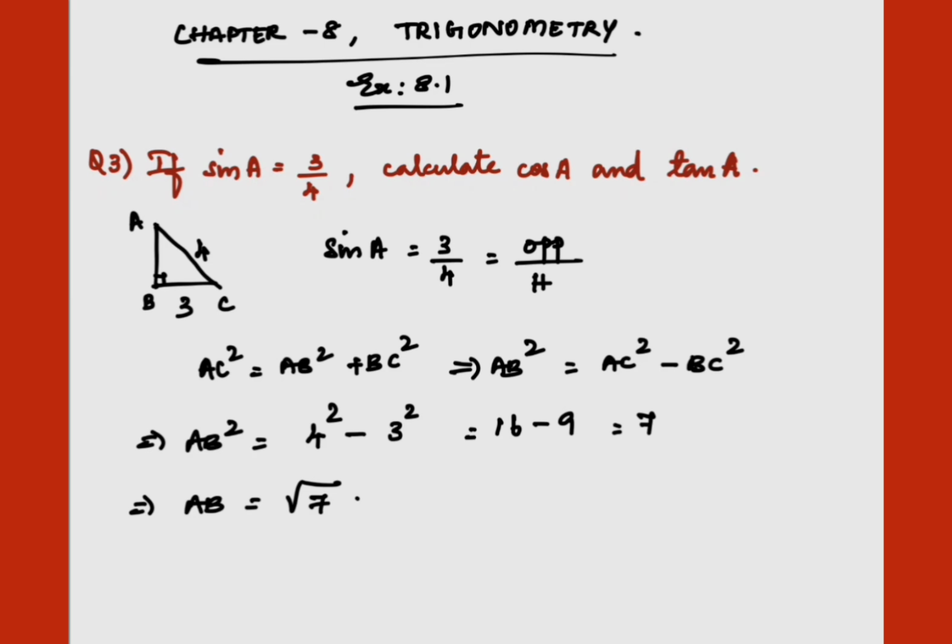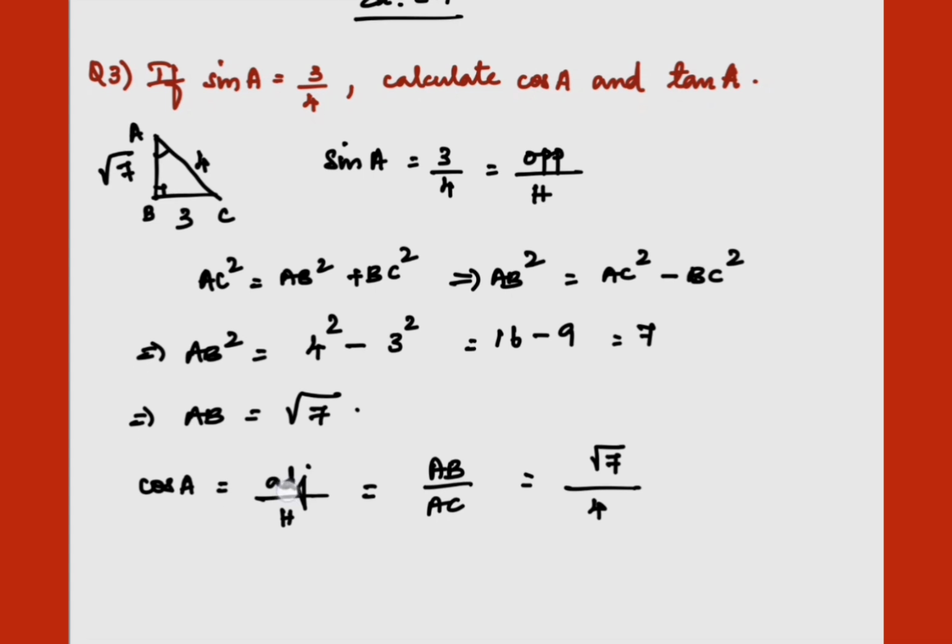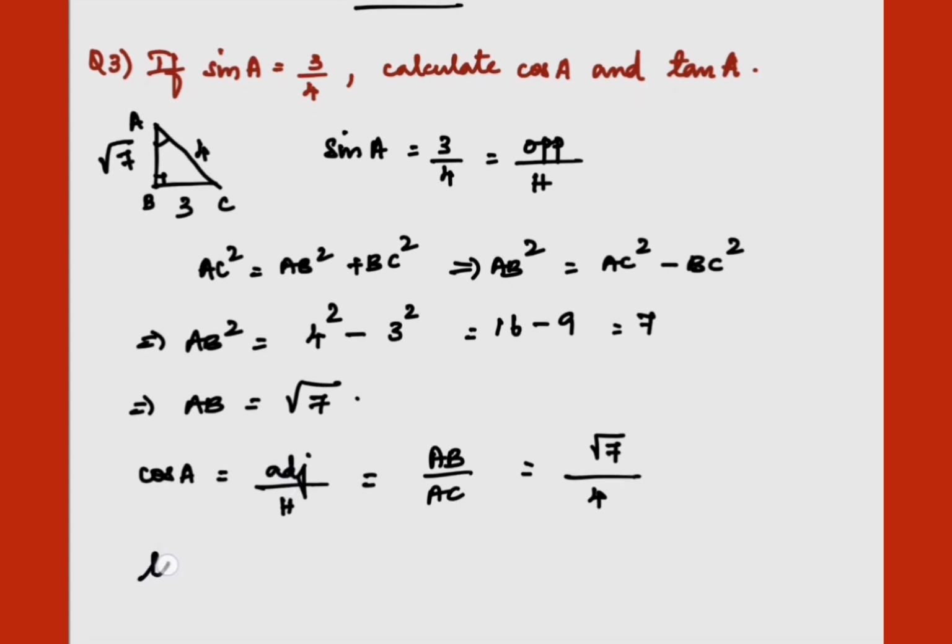We have to find cos A and tan A. Cos A is equal to adjacent side by hypotenuse, which is equal to AB by AC, which is equal to root 7 by 4. And then we have to find tan A. Tan A is equal to opposite side by adjacent side, which is equal to BC by AB, which is equal to 3 by root 7.